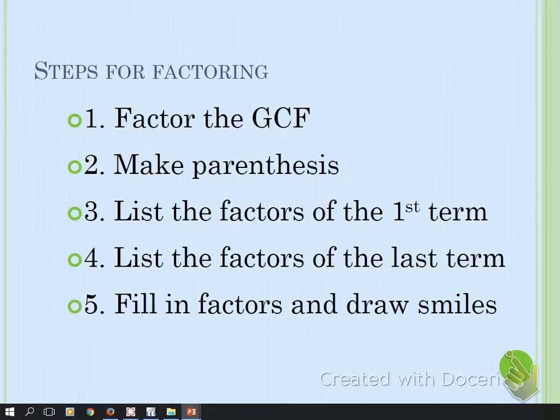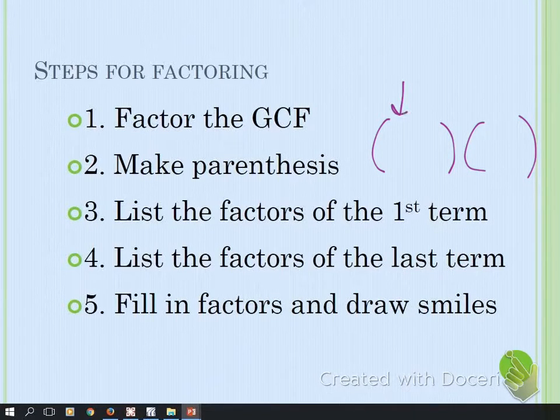But here's our rules for factoring. Anytime you see the words factor or factor completely, the very first thing you want to look for is the GCF and factor that out. And we've done this process already. The next step, it says make parentheses. And so what that means is we know that a trinomial is going to factor into two binomials, so we're going to make two sets of parentheses to get ready.